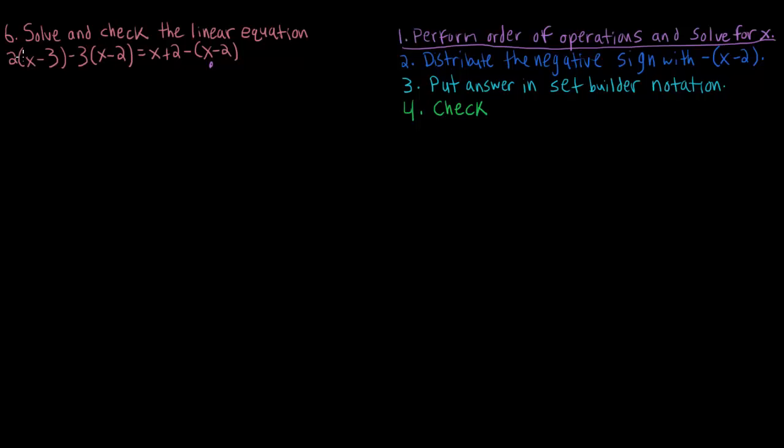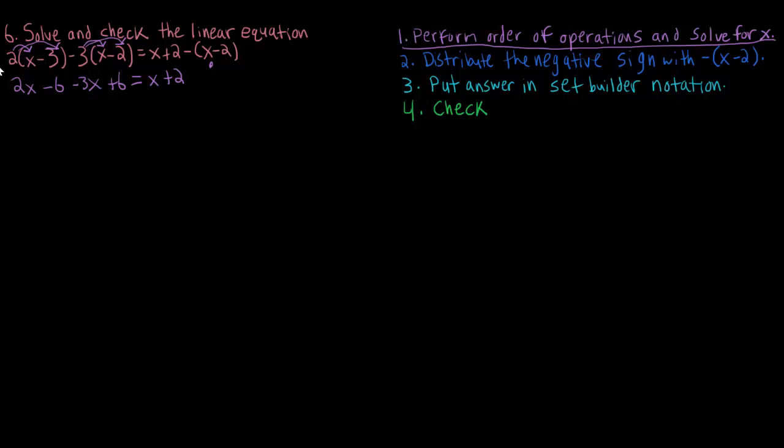So let's just start by using our order of operations, which tells us to take care of the parentheses first. So we're going to be distributing each of these different groups in parentheses. So 2 times x is 2x. 2 times negative 3 is negative 6. And then negative 3 times x is negative 3x. Negative 3 times negative 2 is positive 6 equals x plus 2.